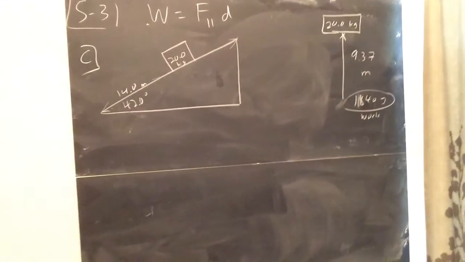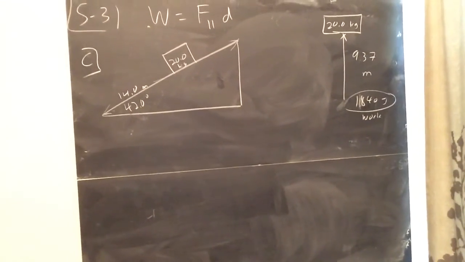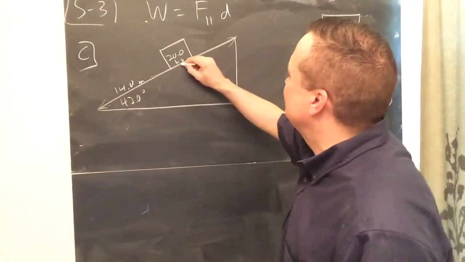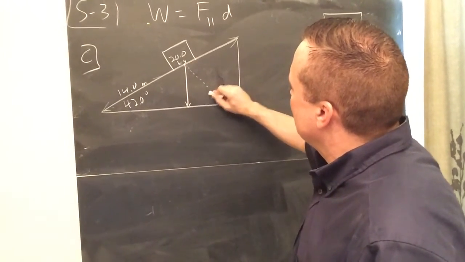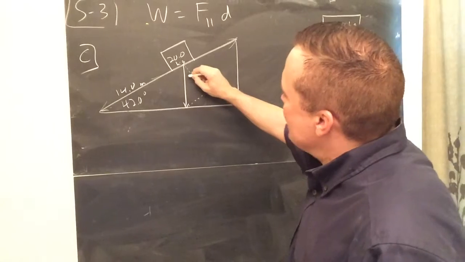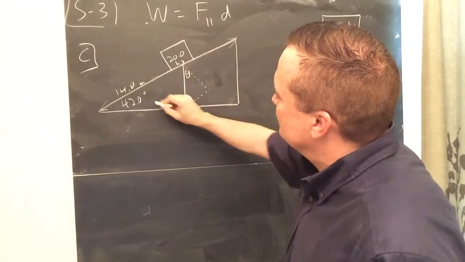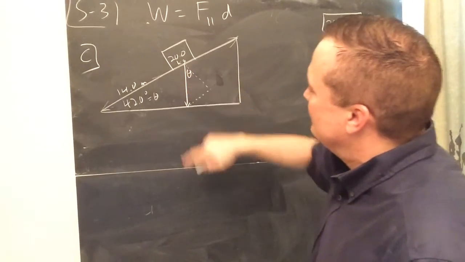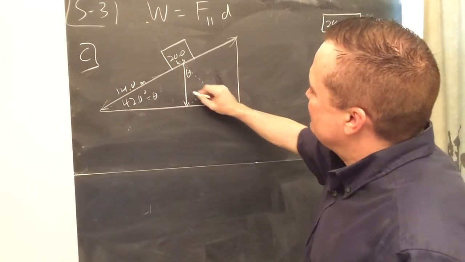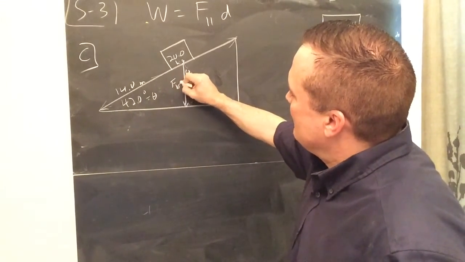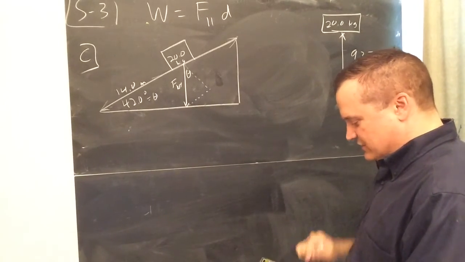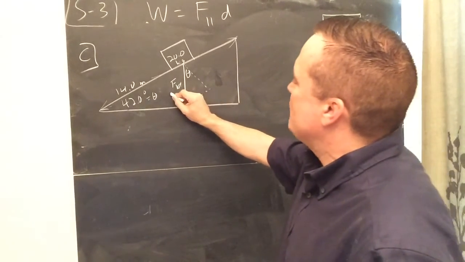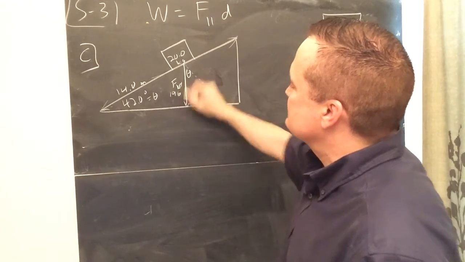If that's 42, then that's also 42, the angle theta. Now, this is F weight, and we already figured that out. That was 196, right? 20 times 9.81. It's already on your paper, 196. F weight is 196 going down.